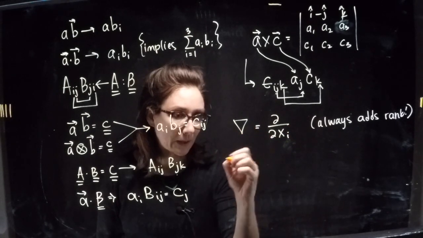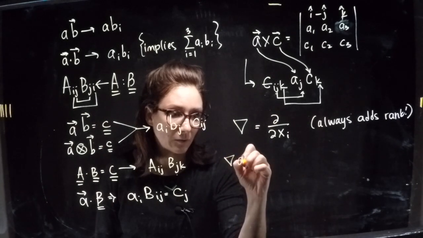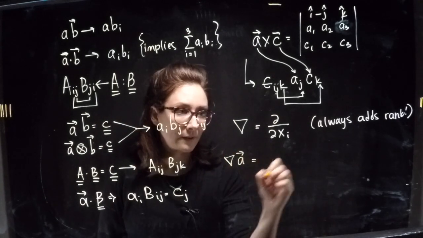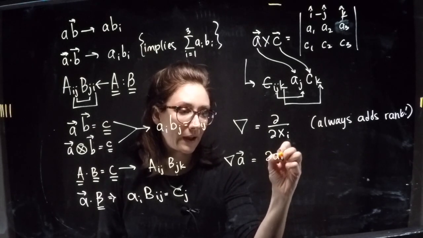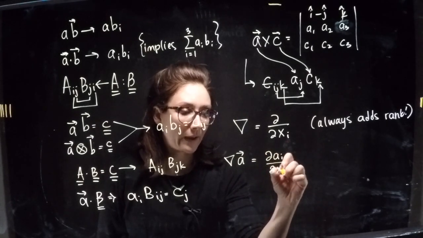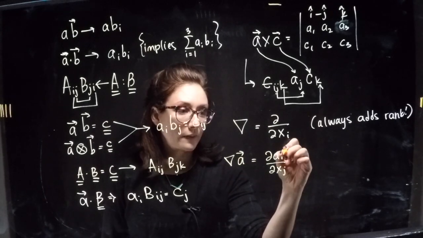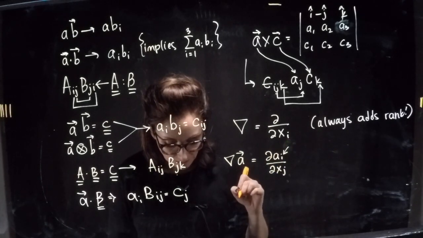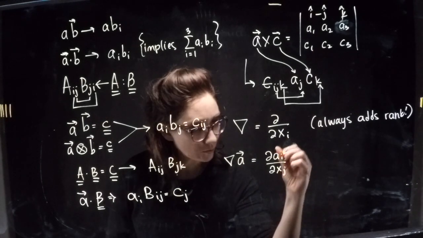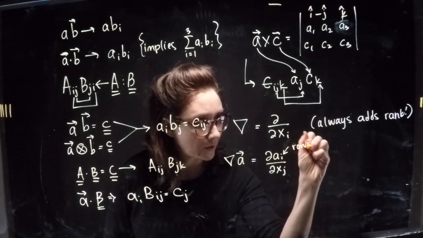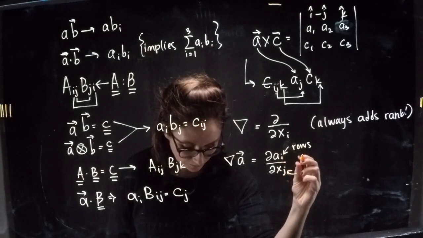Okay, so that's good. And also, you are going to always have the derivative be the last index. So what I mean by that is if we have the gradient of a vector A, I'm going to write this as partial A_i partial x_j, where i is going to be my rows and j is going to be my columns.